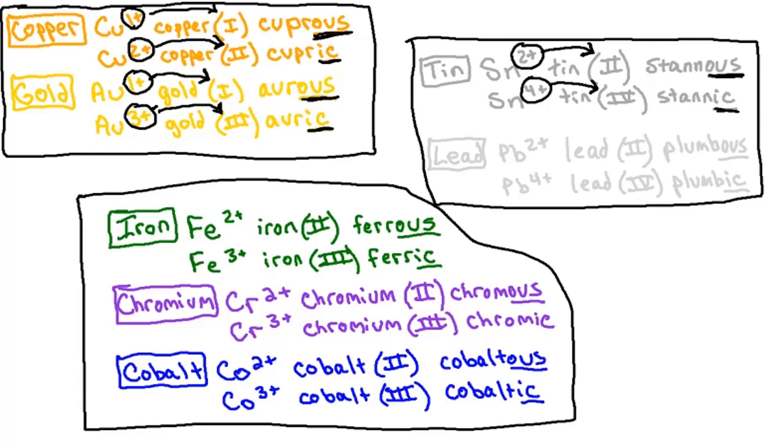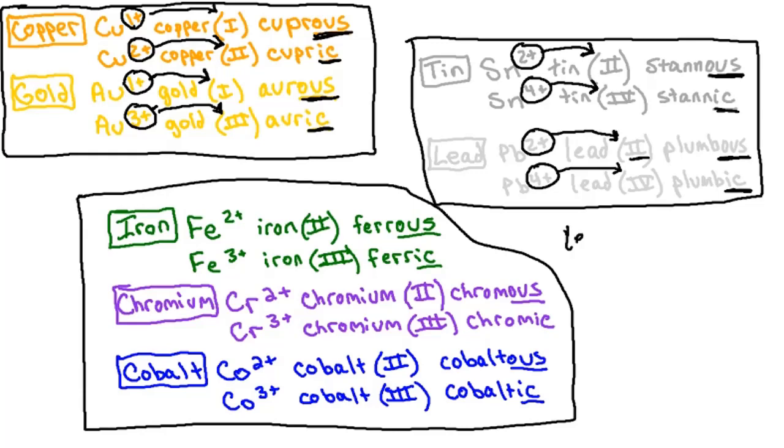Now here's lead. Lead is abbreviated Pb, and lead can be either a 2 positive charge or a 4 positive charge. So of course the 2 positive charge is going to be called lead Roman numeral 2. The 4 positive charge is going to be called lead Roman numeral 4. And the lead with the 2 positive charge is the least amount of charge, so it's going to have OUS at the end of its name. And the lead with the most positive charge is the lead 4, and that's going to have IC at the end of its name. So are you noticing a pattern here?